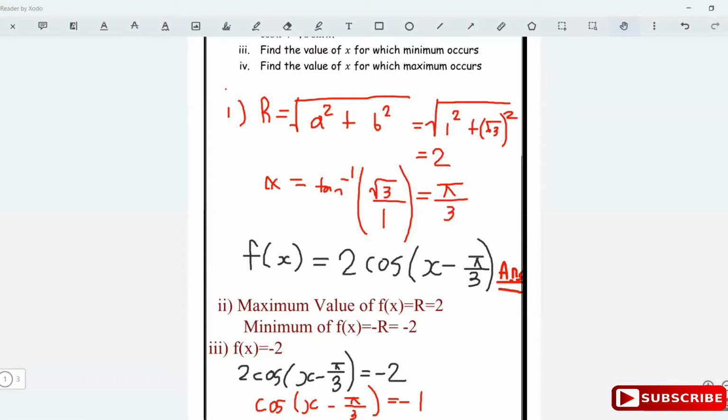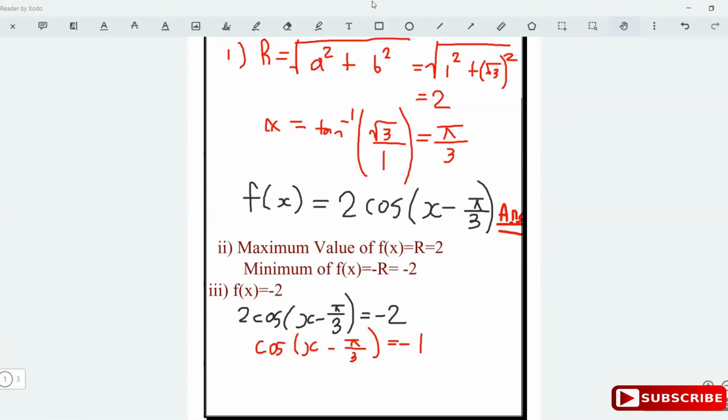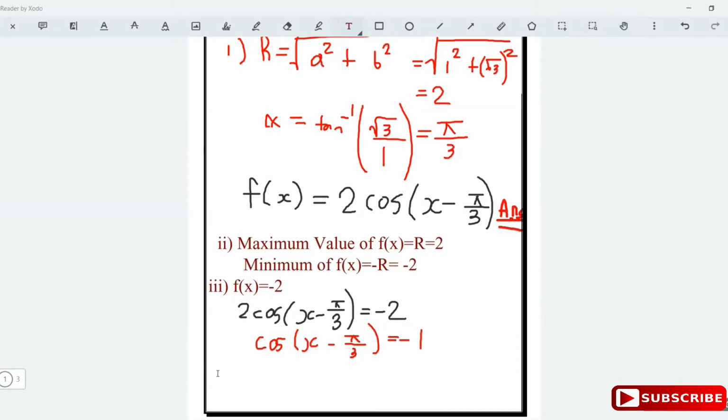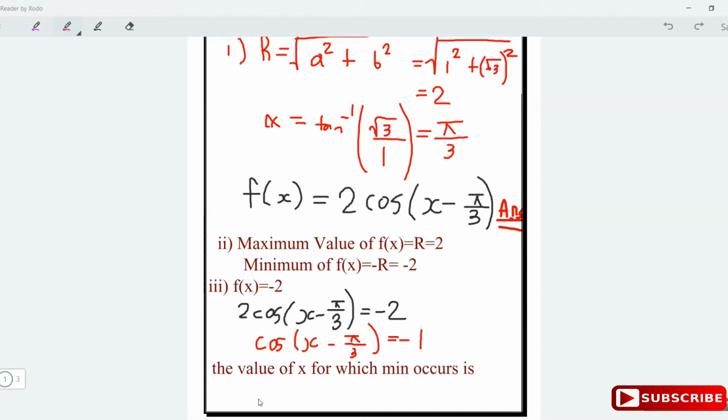So we can just write that down here. The value of x for which the minimum occurs is 4 pi over 3. That's the value of x for which the minimum occurs, 4 pi by 3. Beautiful, nice. Now we need to find the value of x for which the maximum occurs.